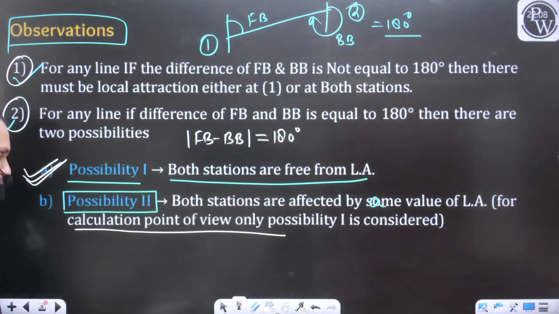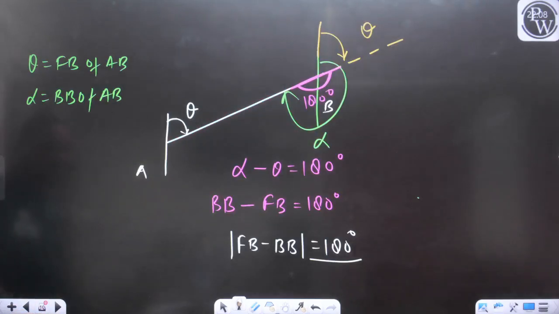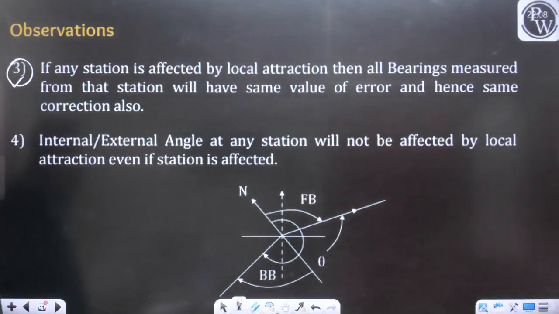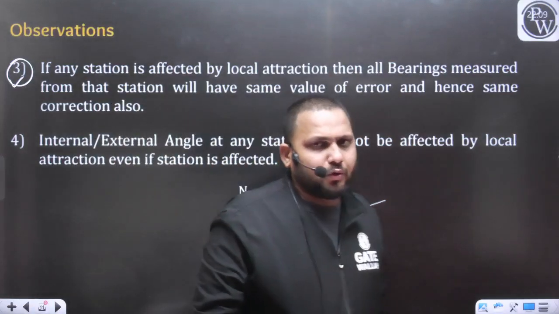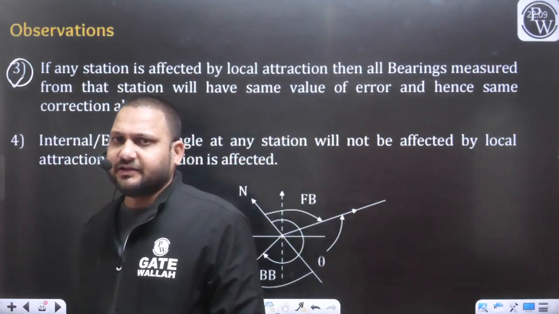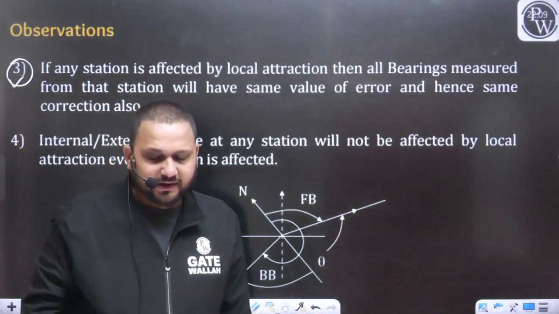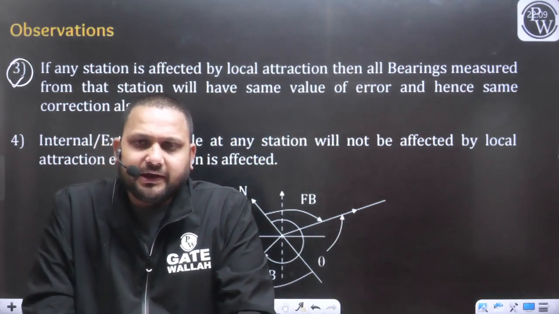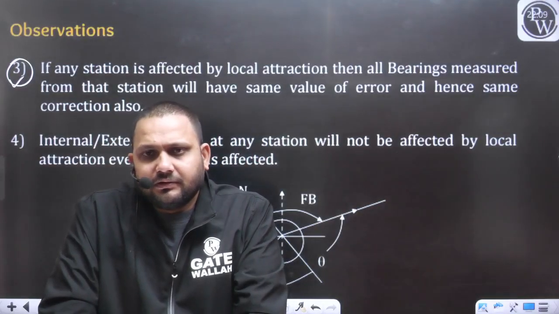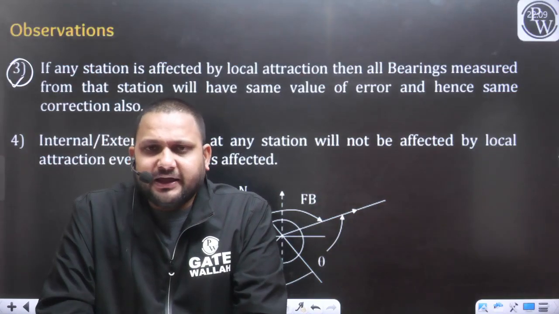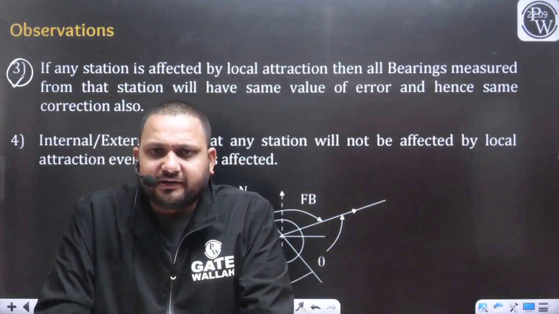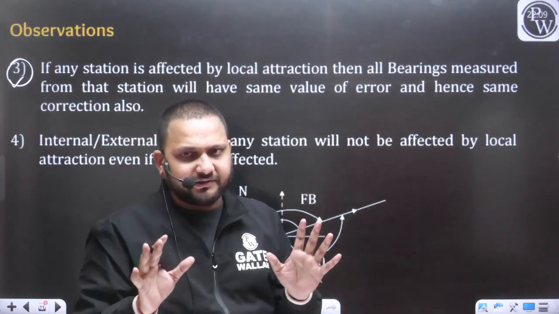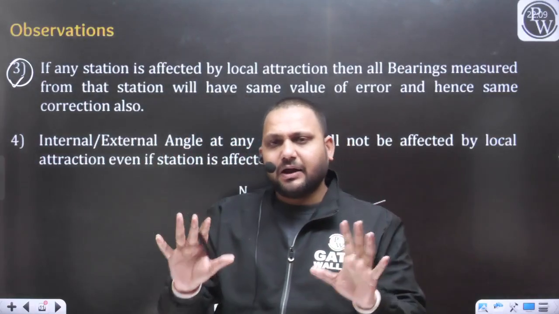Can we discuss now some more observations? Yes, let's see some more observations. The third observation is also very important. If any station is affected by local attraction, can I say whatever readings we take from that station are going to be incorrect? However many readings we take from that station are going to be incorrect.